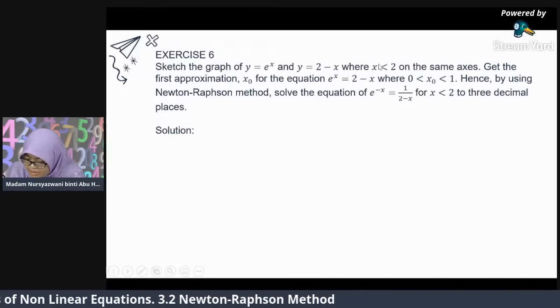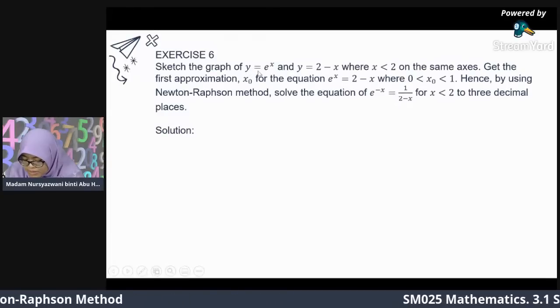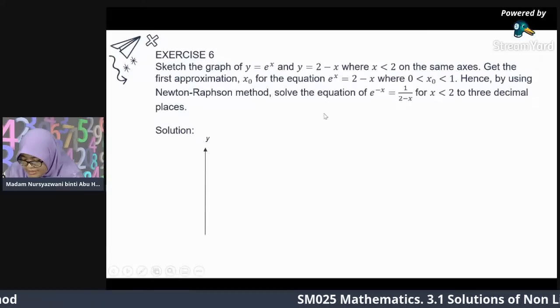So untuk soalan pertama, dia suruh awak sketch graph. So awak boleh terus sketch lah untuk y equals e to the power of x.